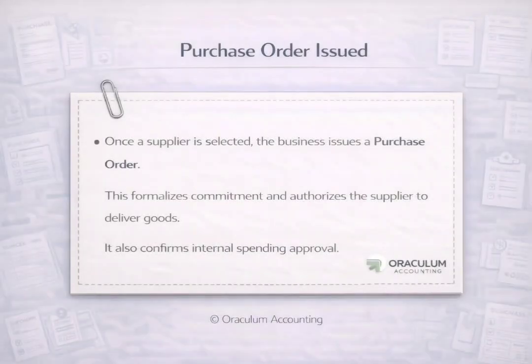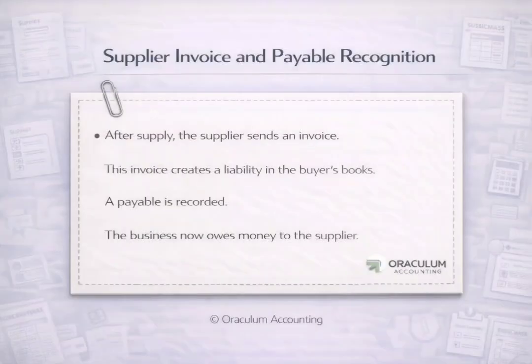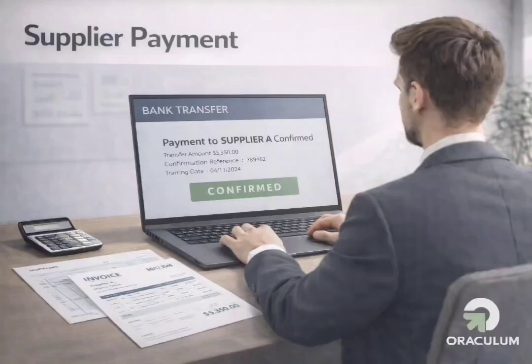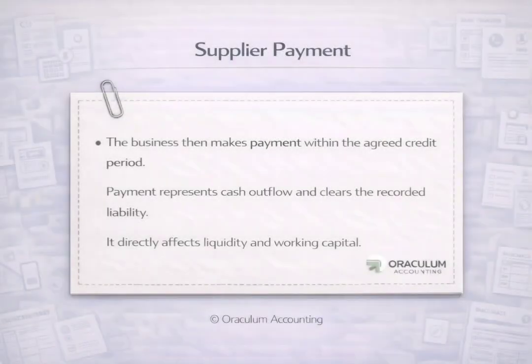After supply, the supplier sends an invoice. This invoice creates a liability in the buyer's books. A payable is recorded. The business now owes money to the supplier. The business then makes payment within the agreed credit period. Payment represents cash outflow and clears the recorded liability. It directly affects liquidity and working capital.